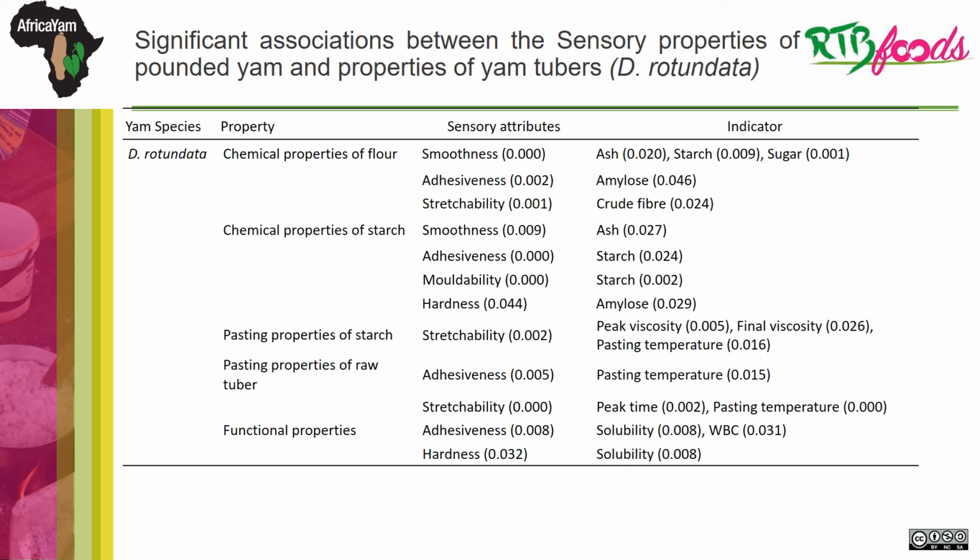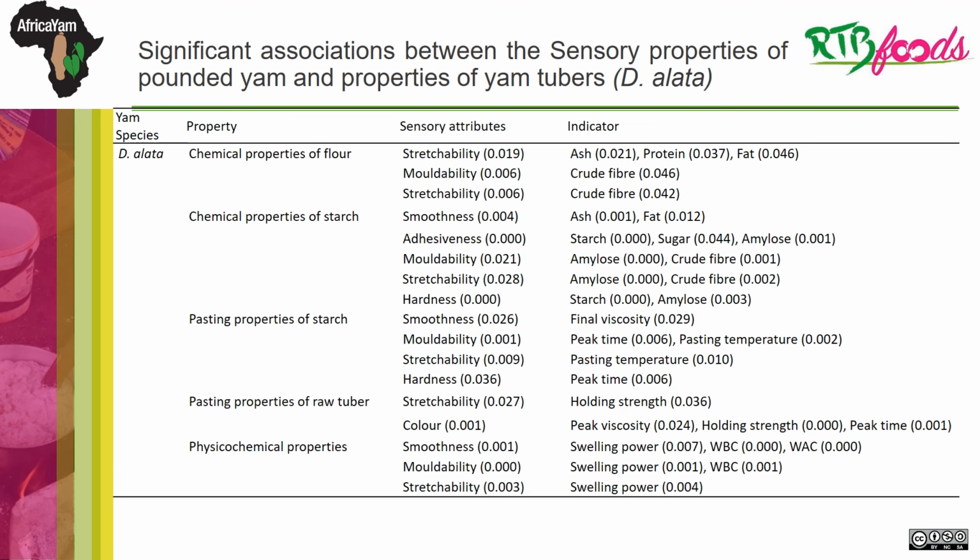Adhesiveness, starch is an indicator. Moldability, starch content is an indicator. Hardness, amylose is an indicator. Stretchability, property of the starch, we see that the pasting characteristics is there. And also the raw material, we see the pasting temperature and then the pasting characteristics. For the functional properties, of course, the adhesiveness and hardness, we see that water binding capacity and solubility. Also, in D. alata, we got almost the same results.